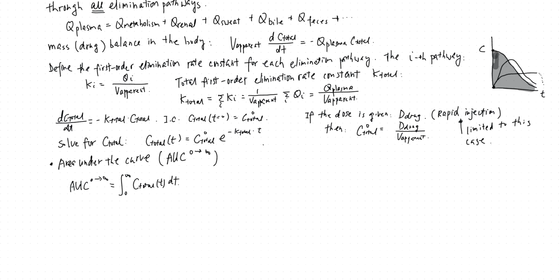So this integration depends on both the dose and the drug's clearance rate. The significance of this is that it quantifies the total drug exposure of the body. So let me put it down. It quantifies drug exposure of the body.